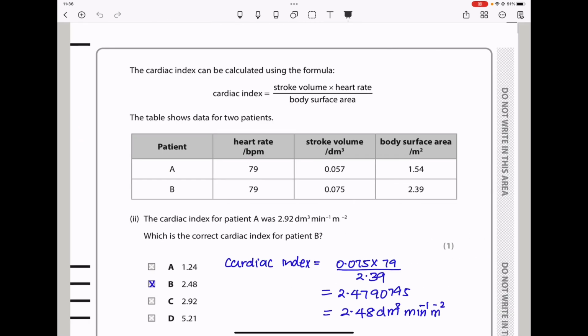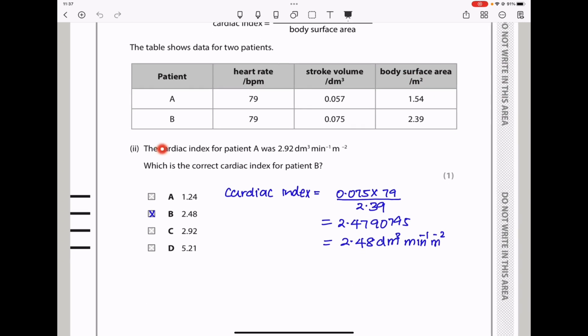Moving on. Here they say the cardiac index can be calculated using the formula, which we have here. The table shows the data for 2 patients. So we have patient A and B, the heart rate for each, the stroke volume for each, and the body surface area. They say the cardiac index for patient A was 2.92 decimeters cubed per minute per meter squared, which is the correct cardiac index for patient B.